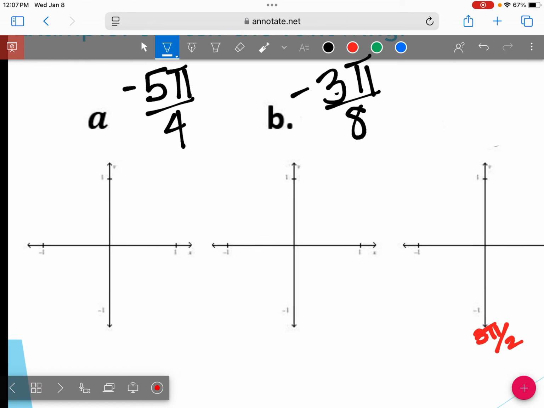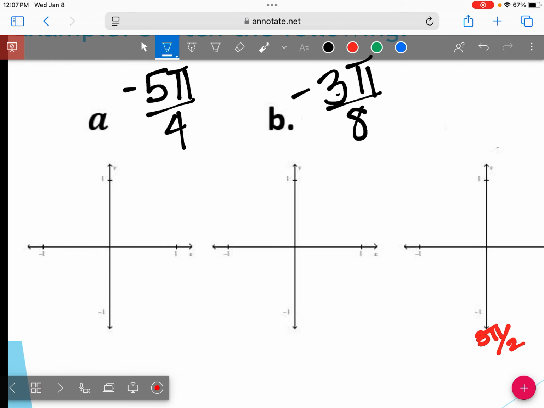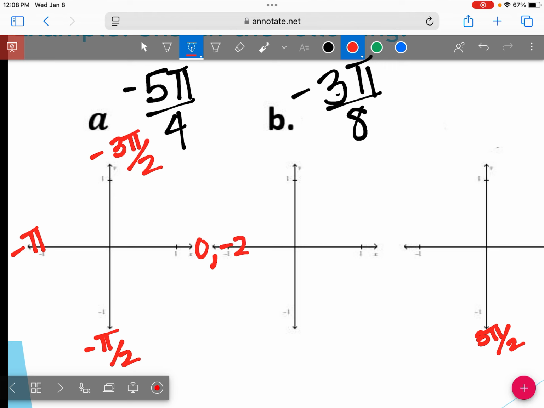Okay, so show me with your fingers negative 5 pi over 4. What quadrant do we land in? Y'all seem scared. I just want to see where we at. All right, it is quadrant 2. So this is 0. This is negative pi over 2. This is negative pi. This is negative 3 pi over 2. And 0 is the same thing as negative 2 pi.